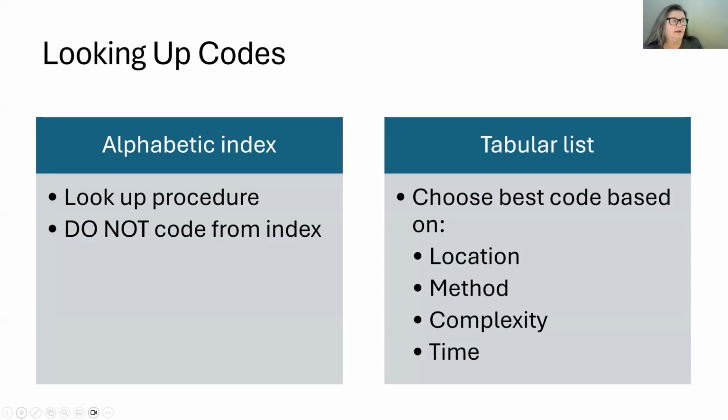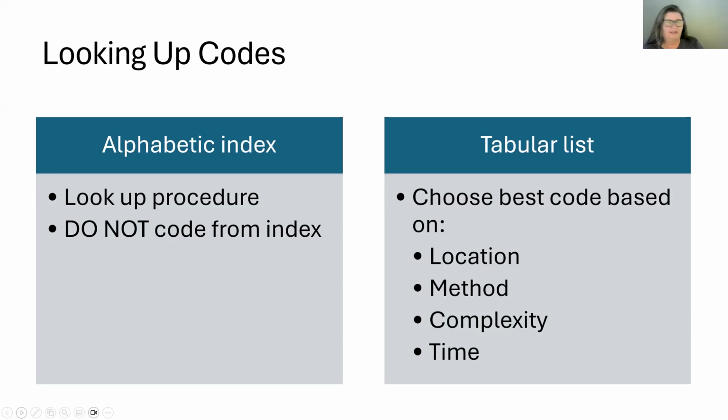Okay, so when we're looking up codes, there's an alphabetic index, and then there's what they call the tabular list. And this is like with any other book. When you're trying to find something in a book, where do you go? You go to the index, you look it up alphabetically, you find it, it'll tell you what page it's on, you go to that page, right? This is no different. There's an alphabetic index, you look for it alphabetically. It will usually give you a code, but it'll also give you a page number.